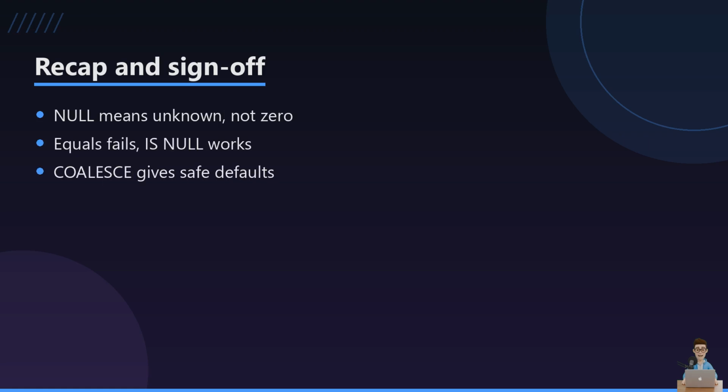So here's the whole lesson in a breath. NULL means unknown. Comparing it with equals always fails. And IS NULL or IS NOT NULL are how you really test for it, with COALESCE to patch the gaps. Master those and missing data stops surprising you.